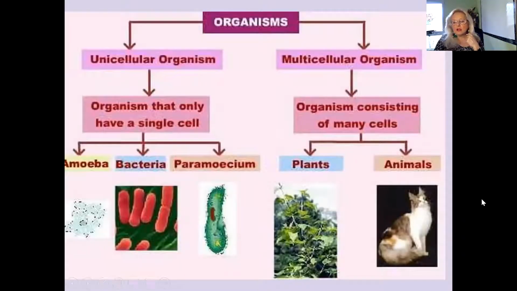Now here, it gives you a chart to understand this a little bit better. These are organisms, unicellular organism. This chart is great for drawing inside your notebooks because it gives you a visual. You can see an organism that only has a single cell, and these are amoeba, bacteria, paramecium. Multicellular organism, an organism consisting of many cells like plants have and animals have. We've been talking about plants and animals and decomposers and producers and consumers also in reading with ecosystems, so there should be nothing new.